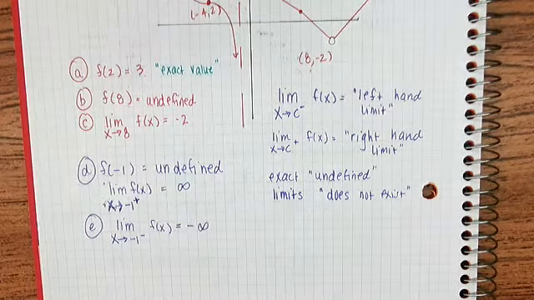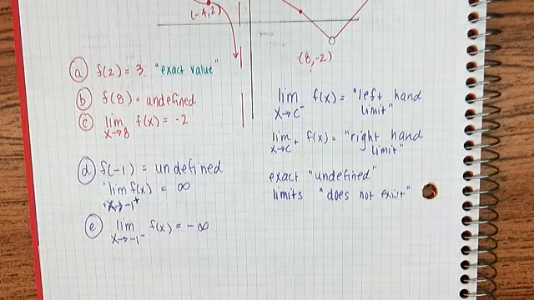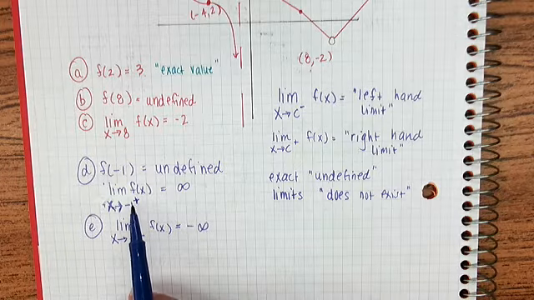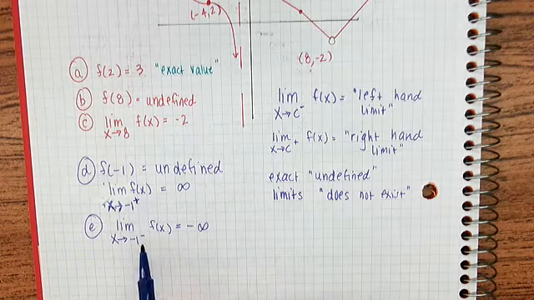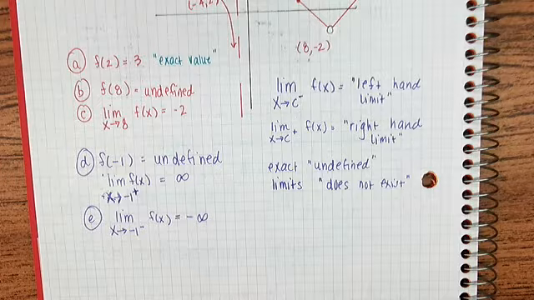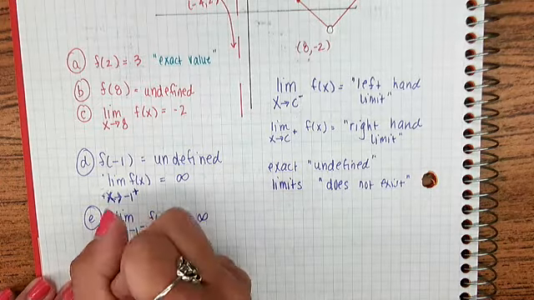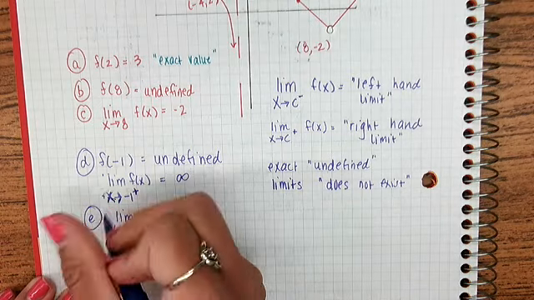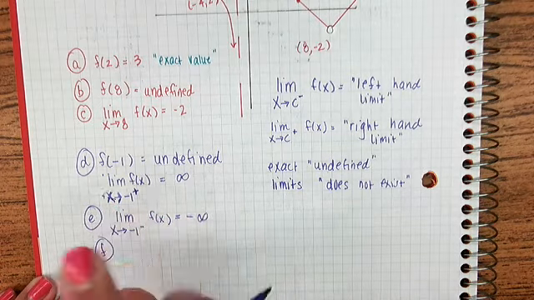We have that the exact value is undefined. We have the limit from the right is infinity. The limit from the left is negative infinity. So what happens now? I don't even know what part we're on. I missed a part. F, G, H, whatever. P, Q. I missed a part there.